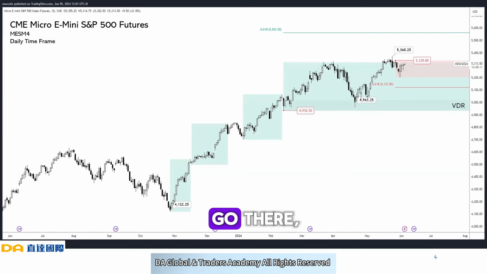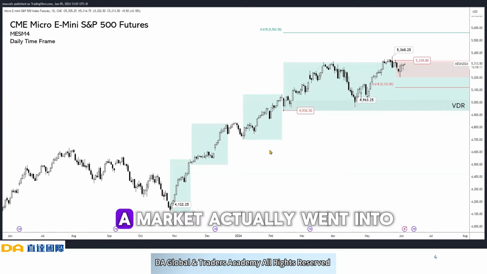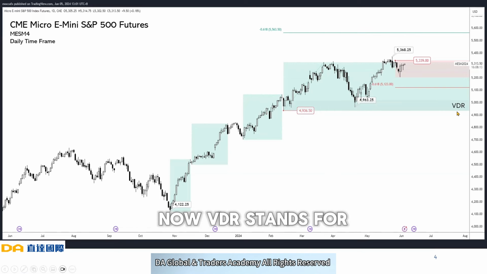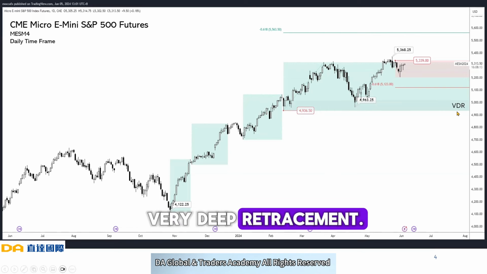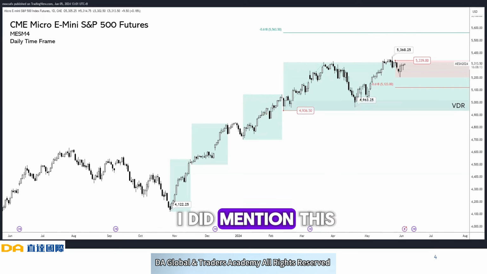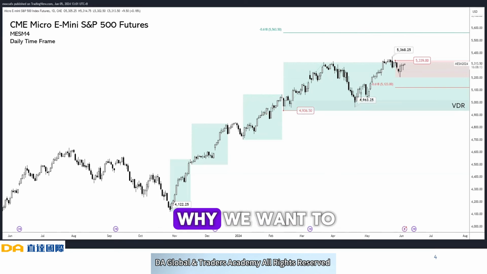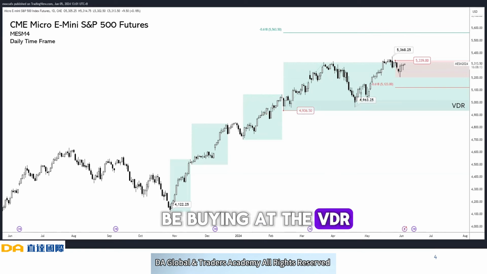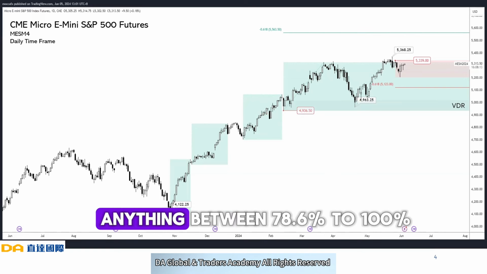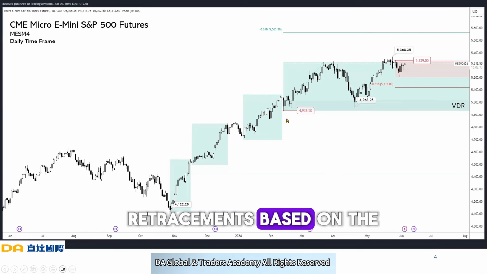Now, before I even go there, you'll notice that there are times when the market actually went into what we call a very deep retracement. Now, VDR stands for very deep retracement. In the previous lesson, I did mention this term before. So we can see why we want to be buying at the VDR, which is defined as anything between 78.6% to 100% retracements based on the up AB.